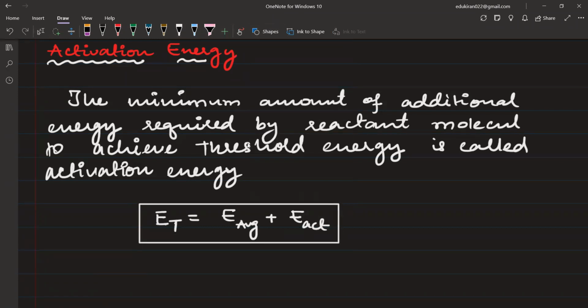Please understand this point: activation energy and threshold energy are two different things. Each and every molecule, if it is above absolute zero, will have some kind of energy. When you average the energy of all the molecules, you get E average. That E average will be below the threshold energy. So the additional energy needed, that additional energy is activation energy, to activate the molecule for reaction.